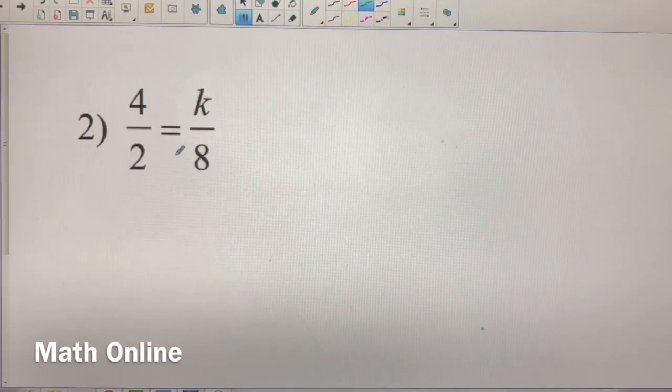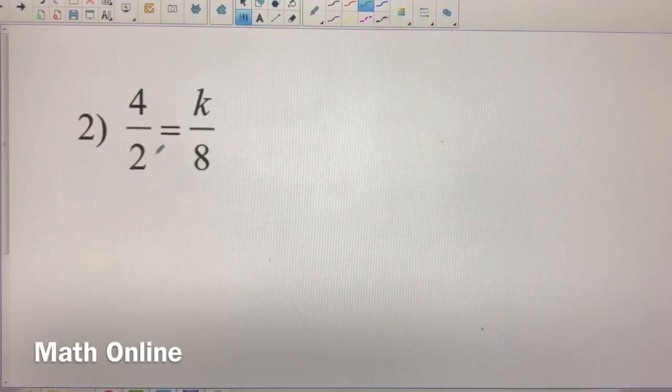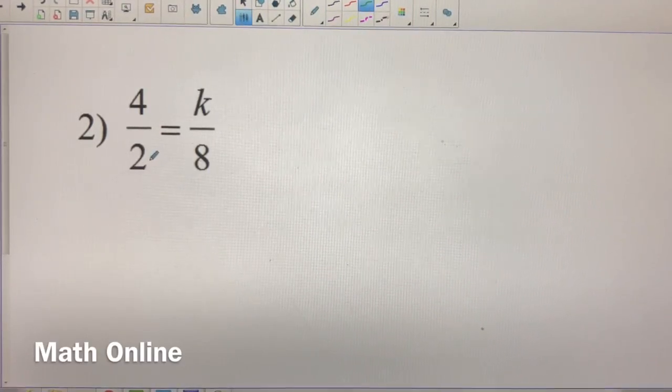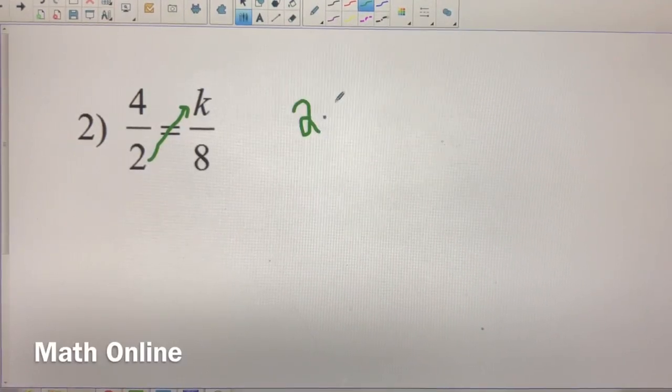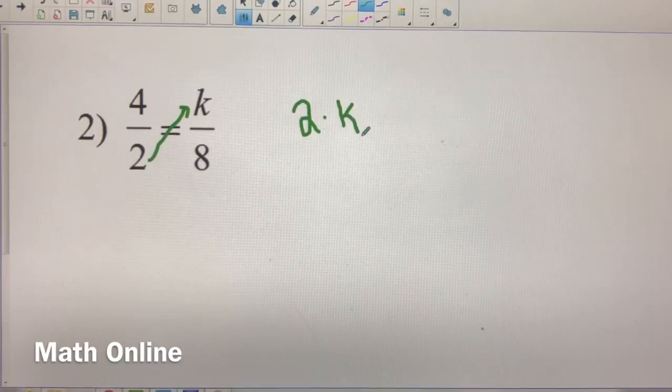And like I said before, all we're doing is just cross multiplying. This denominator gets multiplied by this numerator, right? The bottom number times the top number, multiplying across. So that would give us 2k, right? So 2 times k, in other words, equal the other product. So that would be 4 times 8 or 8 times 4. It'll be the same thing.